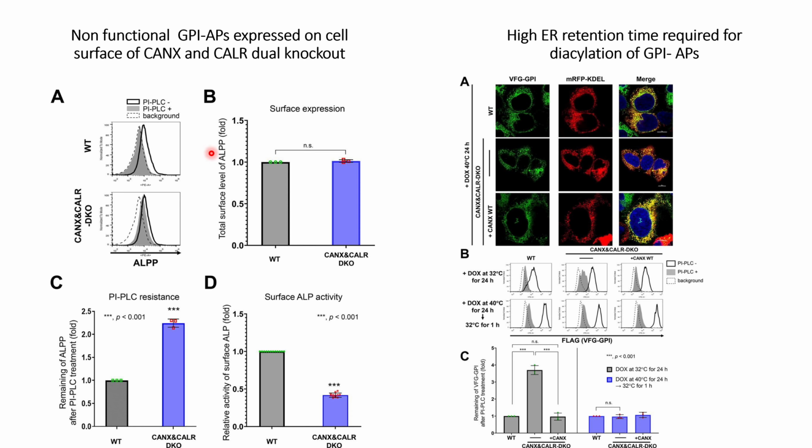One of the reasons they proposed for the non-functional GPI-APs expressed on the cell surface is the low retention time of the GPI-APs in the case of dual knockout. In order to validate that, with a higher retention time the GPI-APs expressed on the dual knockout also will have more activity. So they used a VFGPI construct that is mutated in a way that it will correctly fold at 32 degrees, however misfolding occurs at 40 degrees.